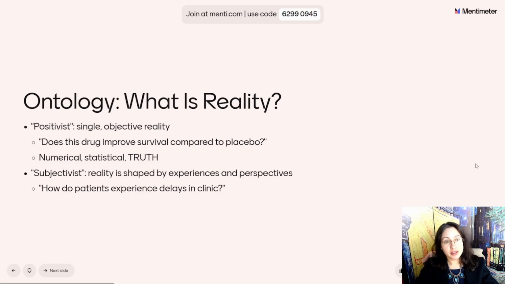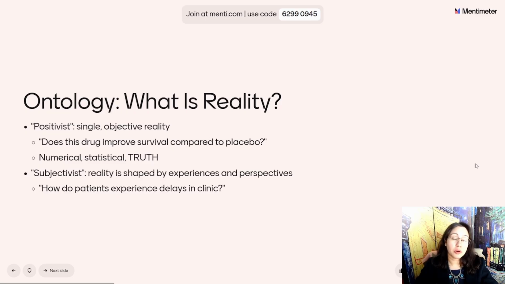Now, on the flip side, there are other ontologies. A common one that we could use in qualitative research, for example, is called subjectivism or subjectivist ontology. This is the thought that reality is shaped by the experiences and perspectives of the people who are living through it. So, for example, how do patients experience delays in clinic? You can imagine from person to person, this is going to be slightly different. Now, in a qualitative study, we're often trying to get to some common experience that people have, understanding that no two people's experience is going to be exactly the same.